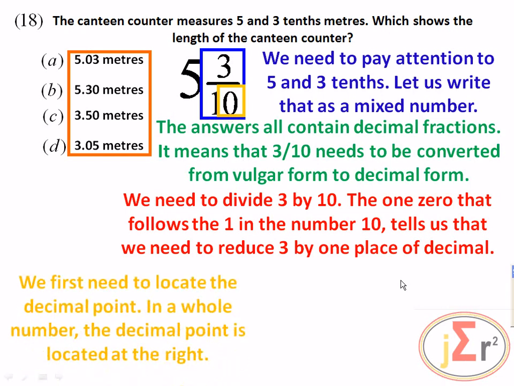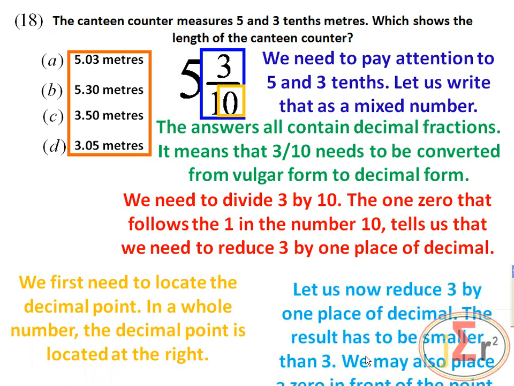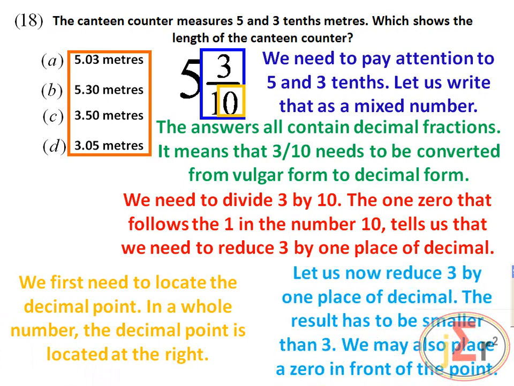So we first need to locate the decimal point. We are dividing 3 by 10. We are reducing 3 by 1 place of decimal, or 1 decimal place. Now, we need to identify where the decimal point is located in 3. Because if we just put 3 here and there is no decimal point, then we cannot reduce 3 by 1 place of decimal if we do not know where the decimal point is located in the number 3, because for sure we do not have any decimal point right there. So let us now reduce 3 by 1 place of decimal.